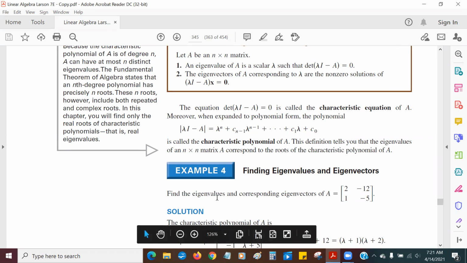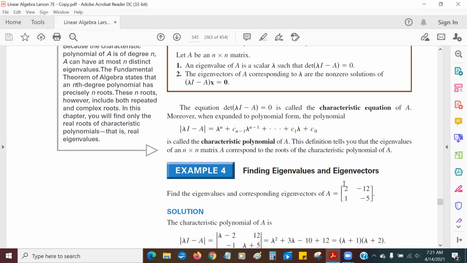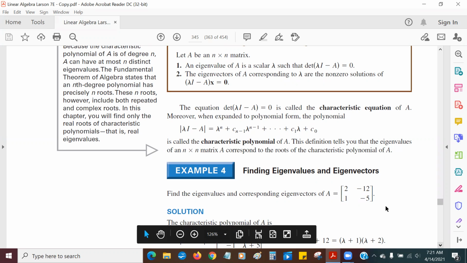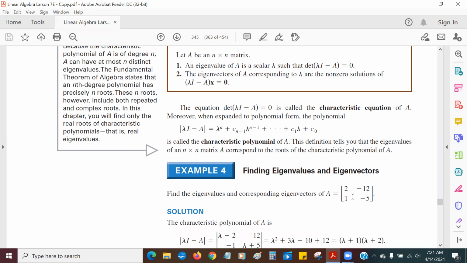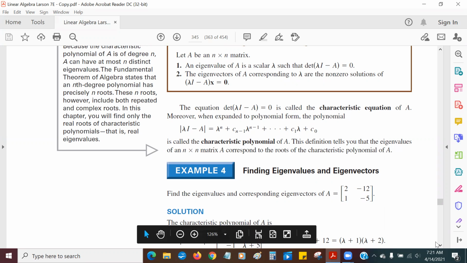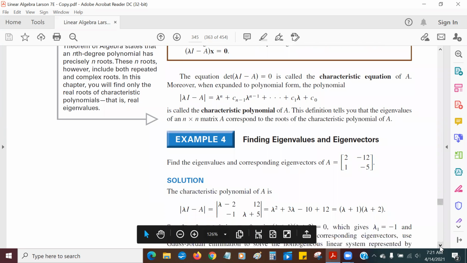So we want to find the eigenvalues and the corresponding eigenvectors of the matrix A, which is [2, -12; 1, -5]. Now, by the way, if you notice very quickly, the determinant of A does not equal 0, and I never said it had to. We never said that A had to have a 0 determinant. We said that lambda I minus A has to have a 0 determinant. So let's just be very clear about that. Anyways, let's work this out.